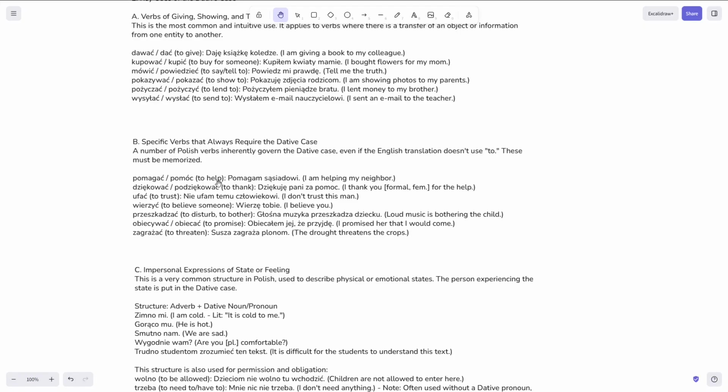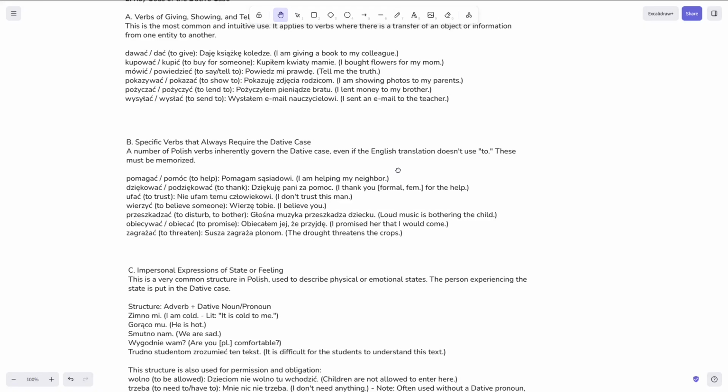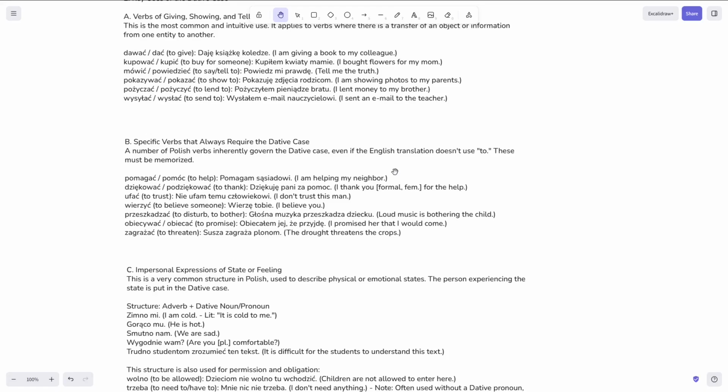So for example, the verb help. In English, you just say, I am helping my neighbor. So I am helping someone. Help someone, right? There's no "to", help to someone. So in Polish, it is not the case. And you can just think of it as, in Polish, you give help to someone. Okay? That is probably the easiest way to explain it.